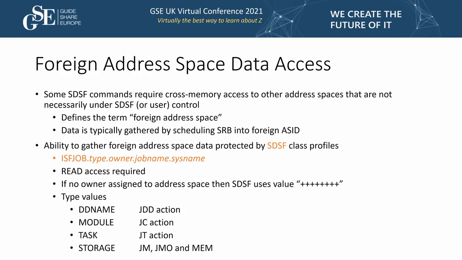So we've got the JDD action that you can do on DA and other displays, the JC action to show the loaded modules, the JT action that shows the TCB task structure. We've got JM and JMO that show all the job memory and the job 64-bit memory objects. And in 2.5 we now have the MEM primary command to do storage browsing, general storage browsing. So this all uses the ISF job profiles to protect it. So you can do it on an individual owner or job name basis.